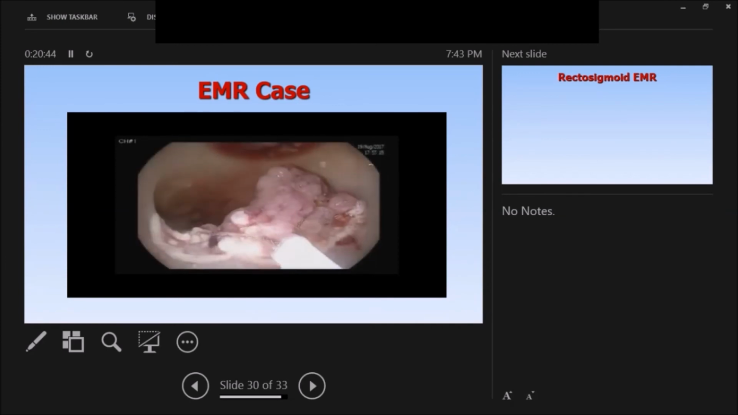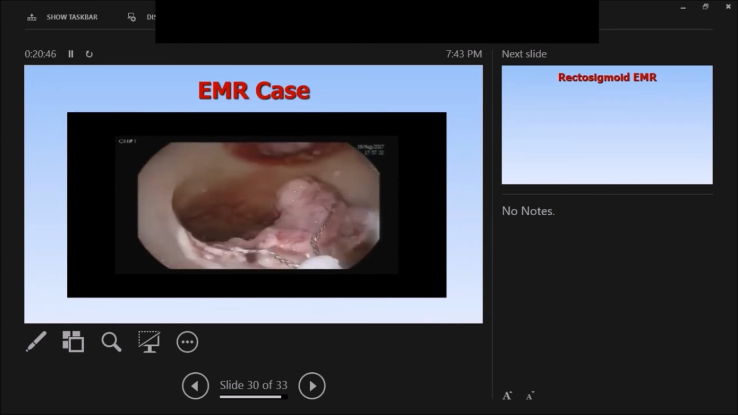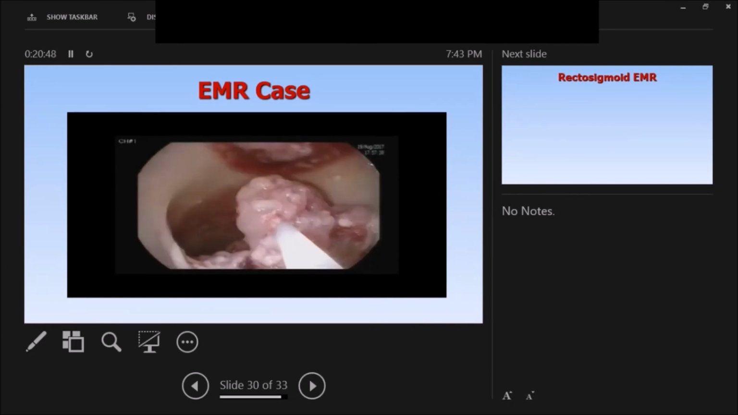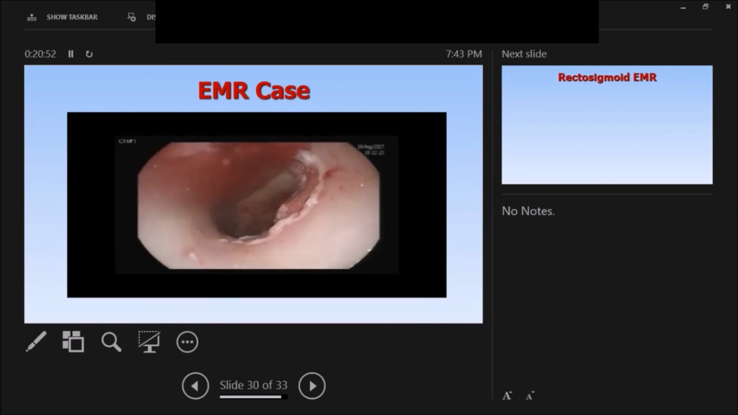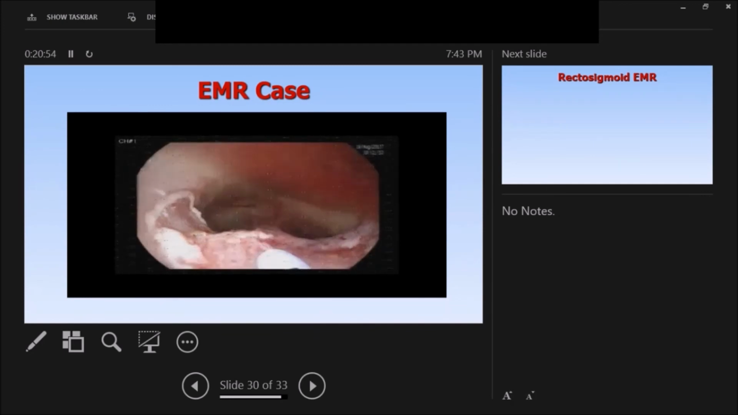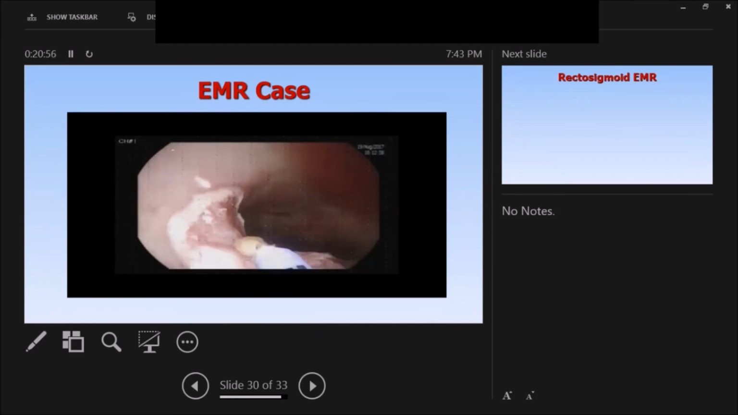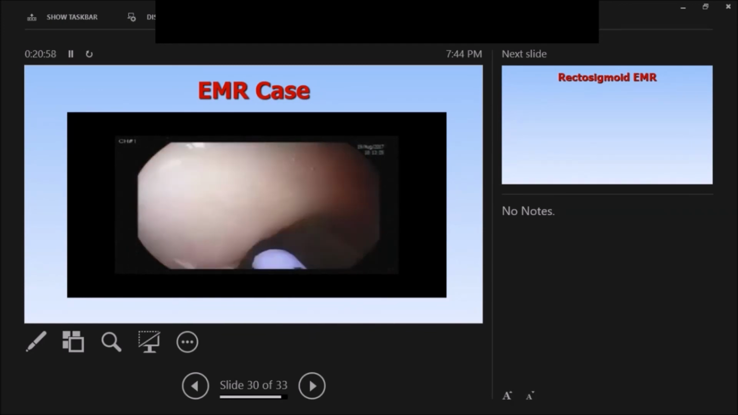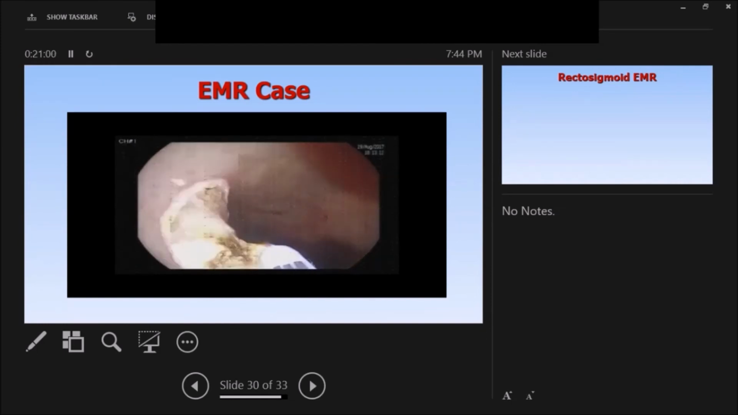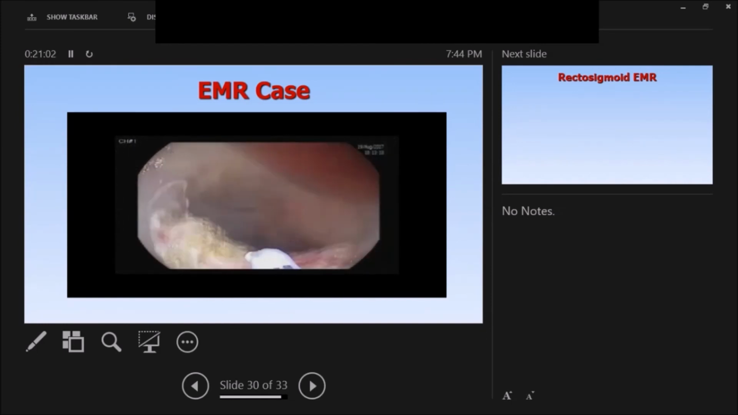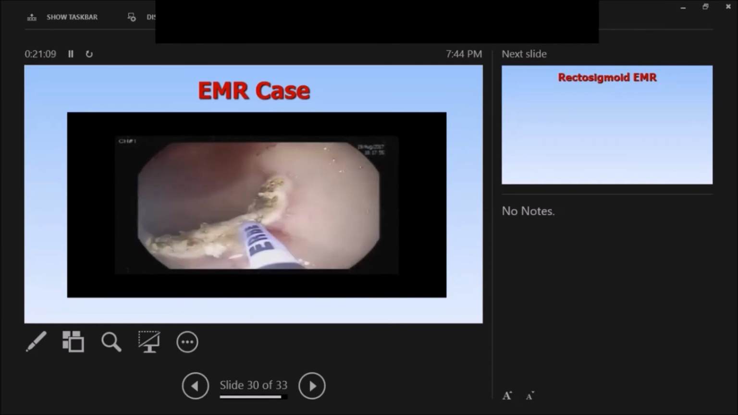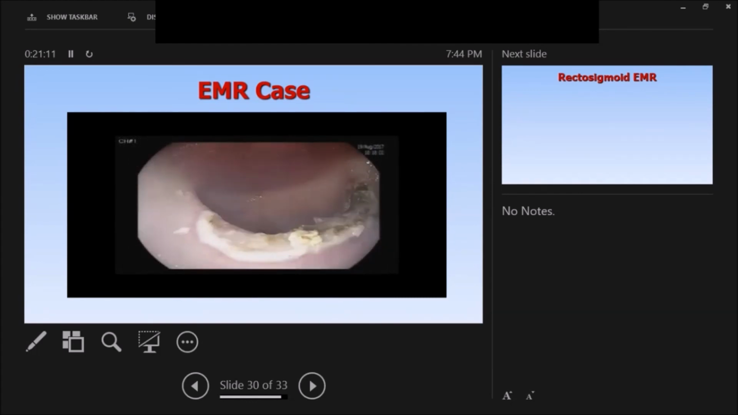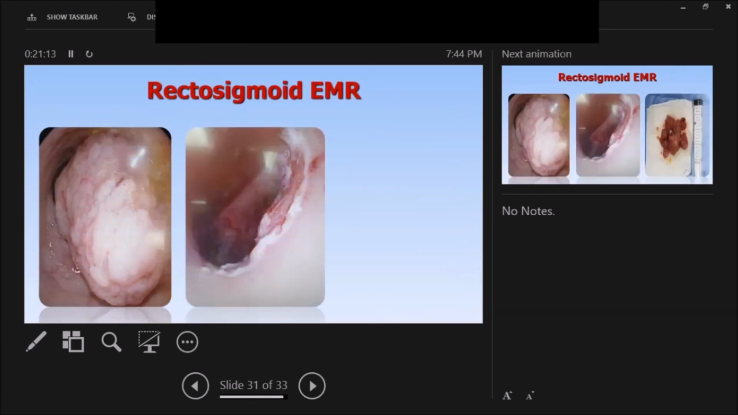After removal, I applied argon plasma coagulation. It was thought that it decreased the recurrence rate, but actually in the recent guideline from the European Society of Gastrointestinal Endoscopy, it had no effect on the recurrence rate, only it decreased what's called late bleeding. And this is the final appearance. You see before, during.